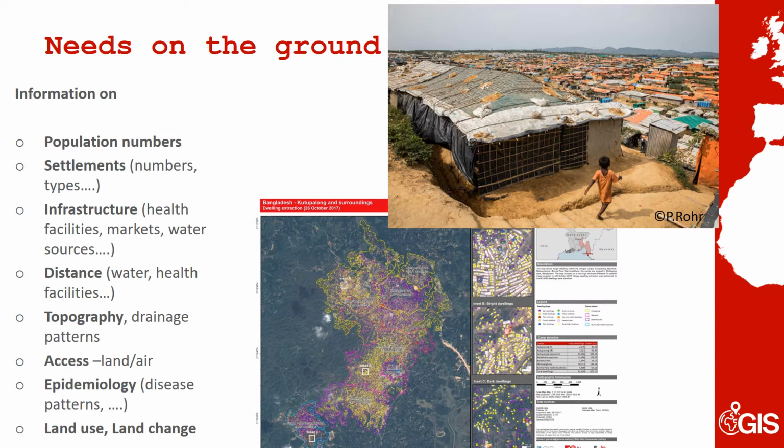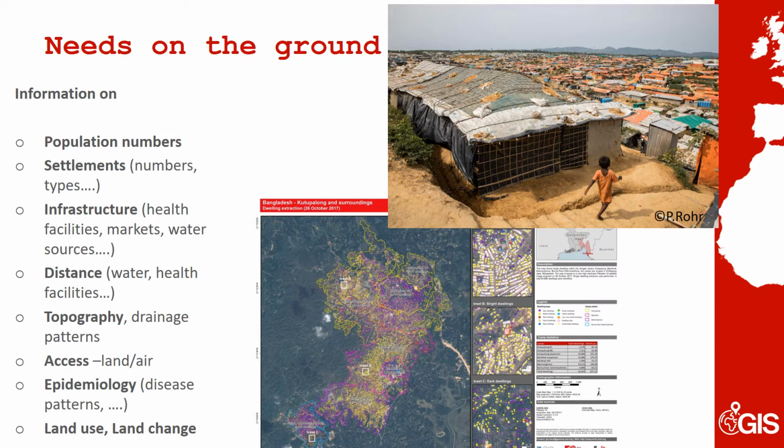The needs on the ground are centered on information. We need more information on our patients. So we need to know the population numbers. We have to know how many people are living in a given project area. How many settlements are there? What type of settlements? It's a big difference if it's an IDP camp, or an informal camp, or a refugee camp, or little villages or towns.